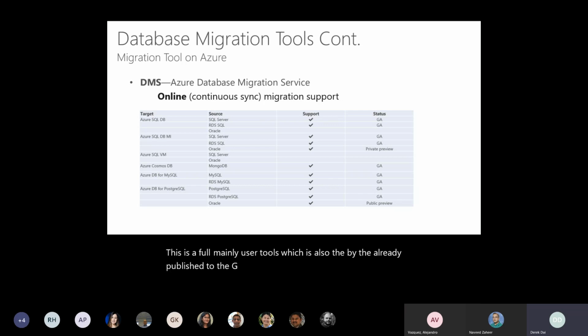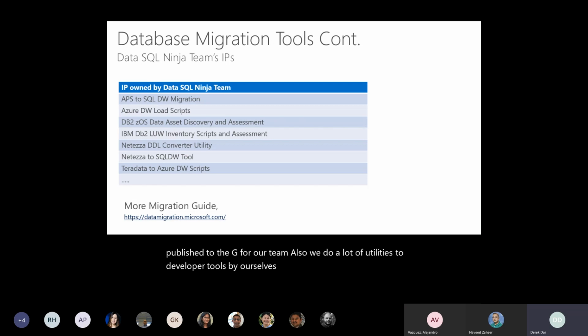For our team, we also develop a lot of utilities and tools ourselves. So this page covers a lot of IP owned by our team. We cover APS to SQL DW load scripts, DB2 migration, Netezza, everything. More than that, actually. You can visit the public page and take a look. It's datamigration.microsoft.com. It has a very good guide to help you from different sources to different targets.